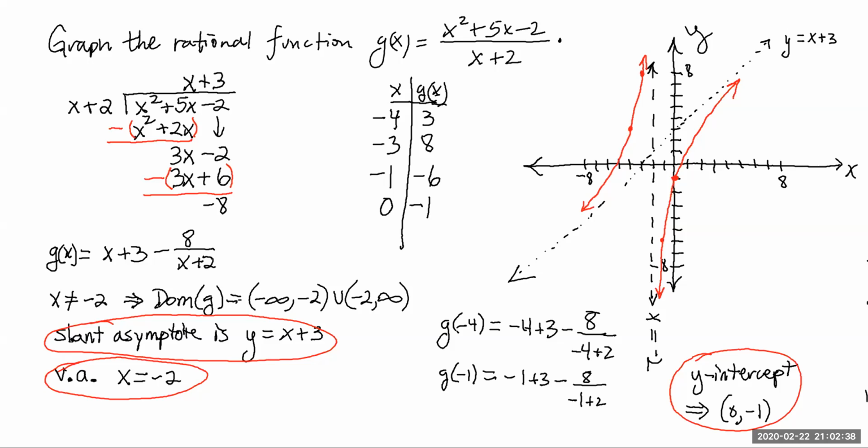So there you go. We graphed a rational function whose numerator has a degree that is exactly 1 higher than the degree of the denominator. I hope that helps.